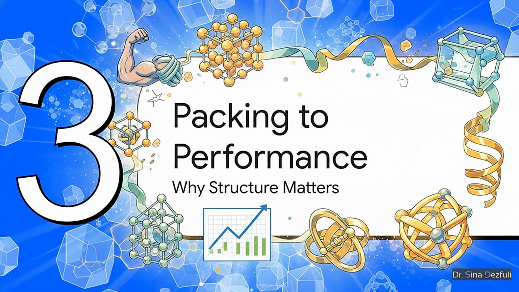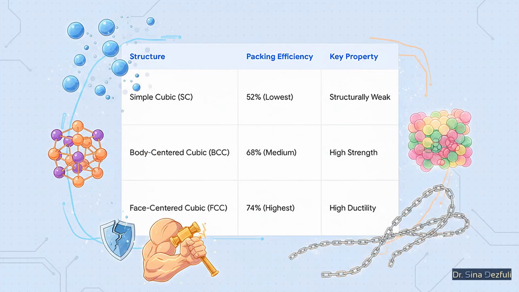Okay, so we've seen the atomic blueprints, the SC, BCC, and FCC. Now let's connect all this back to our original question. How does packing translate to performance? Why does it make one metal super strong and another one soft? Well, this table really lays it all out. You've got simple cubic with the lowest packing, making it weak, then body-centered cubic in the middle, giving it high strength, and finally, face-centered cubic with the highest packing, which leads to high ductility. The pattern is crystal clear. The invisible arrangement of atoms directly controls the properties we see and feel.